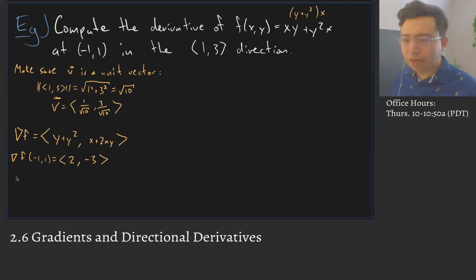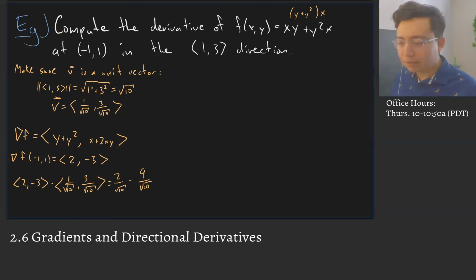So let's go ahead and compute the dot product. The directional derivative that we're looking for is just going to be the dot product of (2, -3) with (1 over square root of 10, 3 over square root of 10). This here is going to be the actual directional derivative. So our final answer is going to be 2 square root of 10 minus 9 square root of 10, right? Negative 3 times 3. This simplifies to negative 7 over the square root of 10.